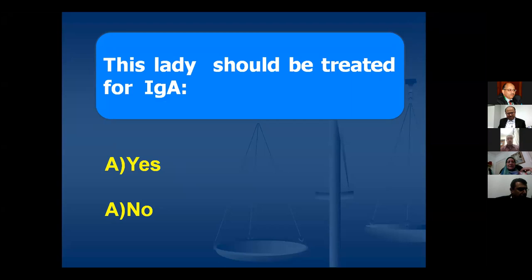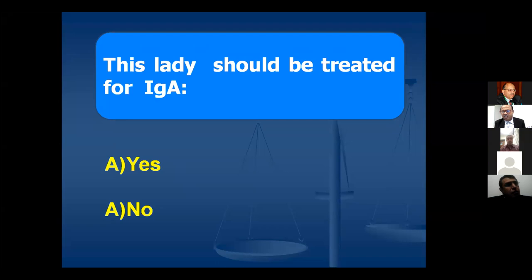Here the right answer is not to treat. Why not to treat this lady? Because in this situation, you have hematuria only, and you have normal kidney functions, and you have subnephrotic range of proteinuria. In this situation, you're not giving immunosuppressive therapy. No treatment will change the outcome.